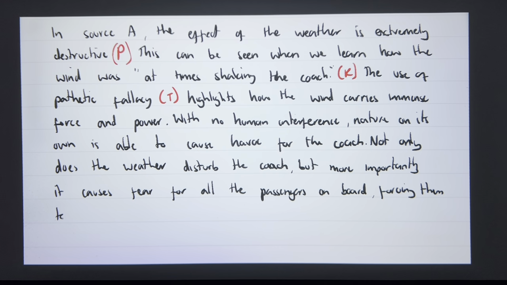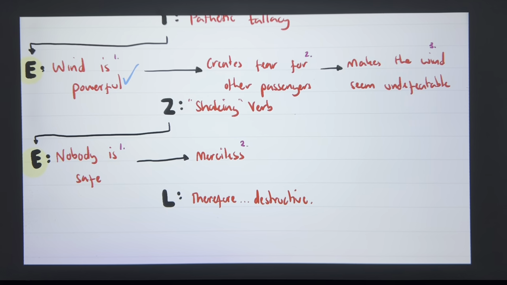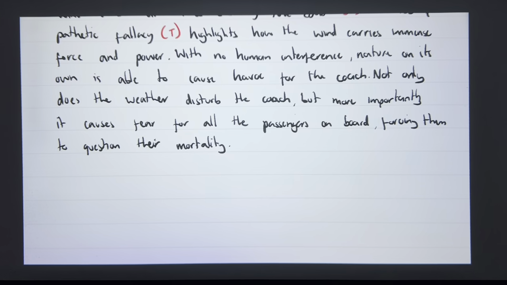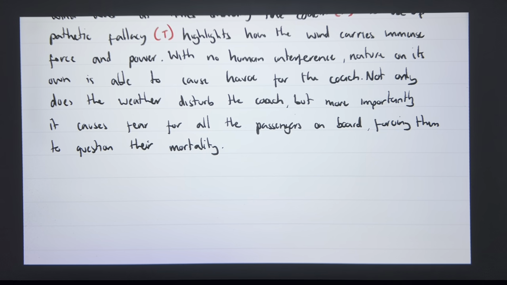Forcing them to question their mortality. Guys, mortality is when you question whether you're going to live or whether you're going to die. And that was my second effect now done. Do you see, guys, how I'm elaborating on all of these? I'm gonna make my last one quick. Forcing them to question their mortality.